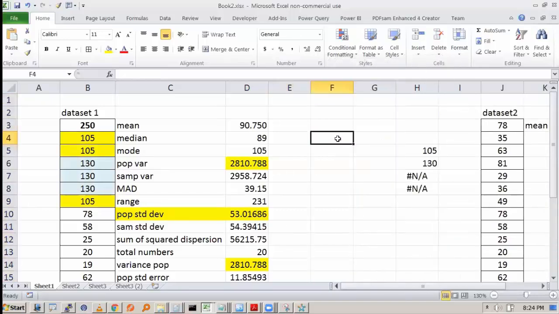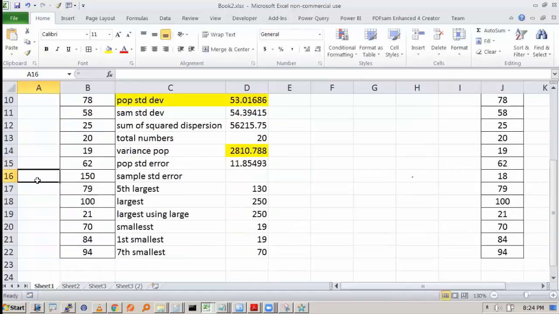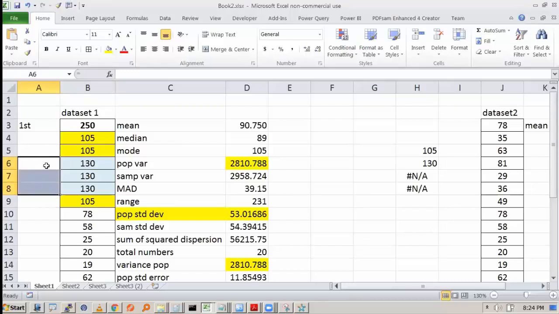Okay, but now let's say we want to find out what is the rank of 130. I want to know the rank of 130 in this data set. As of now, I can clearly see 250 is the first rank. Second rank is 150. And all these three are actually third rank. This is also third, this is also third, this is also third rank.